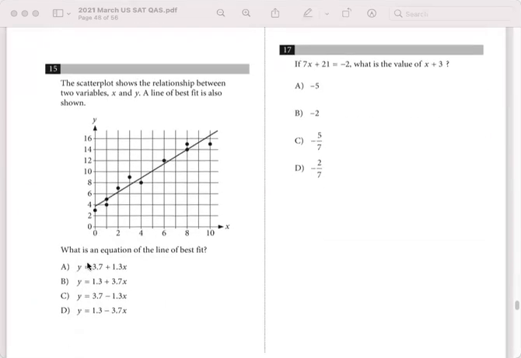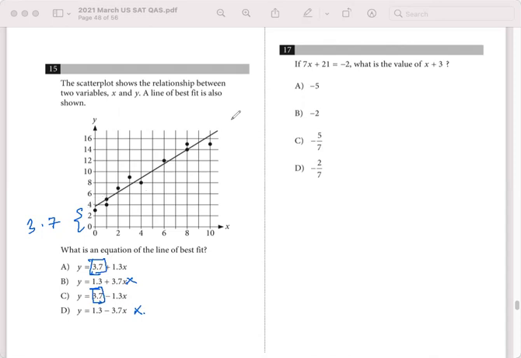Okay, let's go to question 15. The scatter plot shows the relationship between two variables. A line of best fit is also shown. What is an equation of the line of best fit? Okay, so I can see some numbers, 3.7 and 1.3. So clearly my y-intercept is 3.7. It's not 1.3, right? Because it's very close to 4. So that means it can't be this and it can't be this, because this has a y-intercept of 3.7 and this also has a y-intercept.